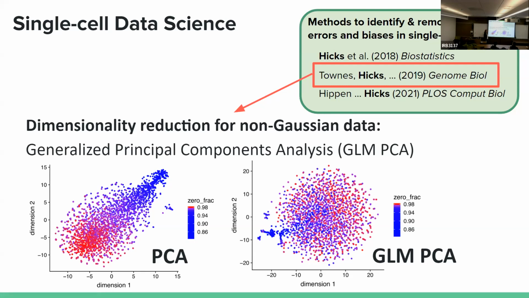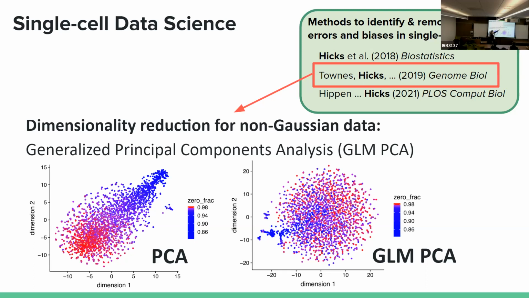So we extended PCA to what's called GLM-PCA. The idea is instead of picking the Gaussian model, we pick a Poisson model or a negative binomial model or a binomial model, and we just extend PCA for counts data.